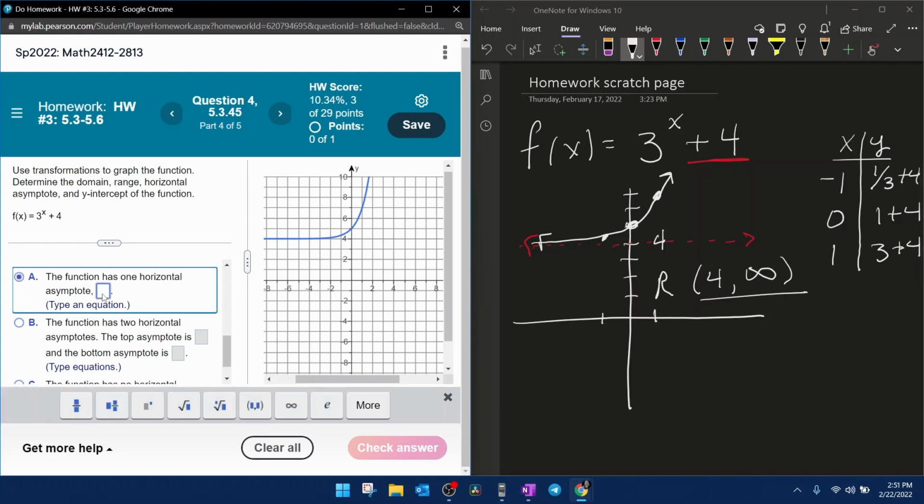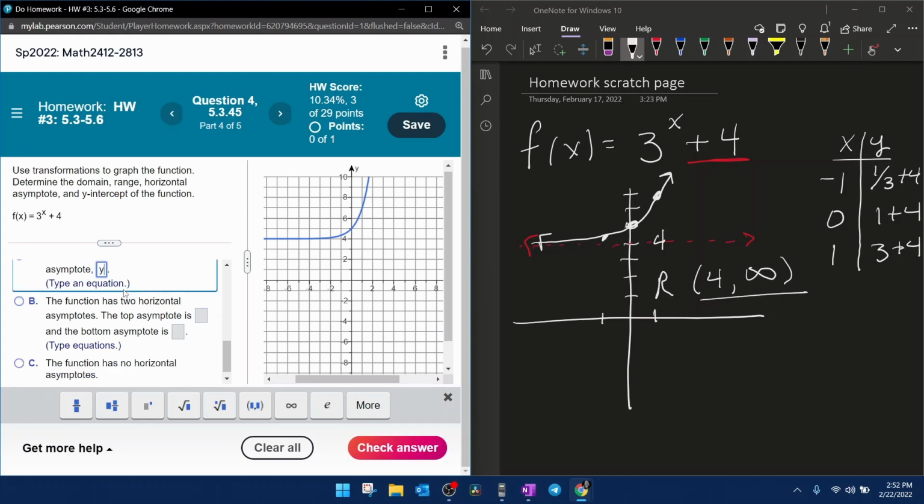Now the question is, what is the asymptote? Well, since it's horizontal, it's going to have to be y equals wherever it's at. And this line is at a height of 4. Since it's a line, it has to be represented by an equation. And so that's why we have to put the y equals and not just 4.